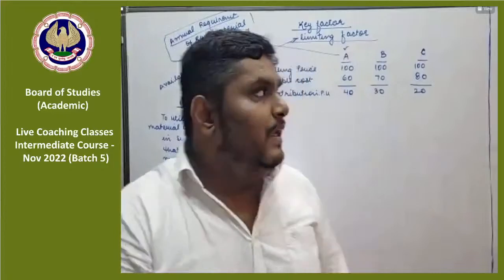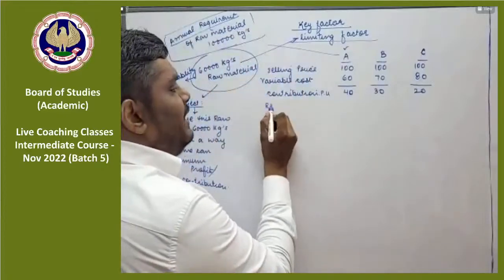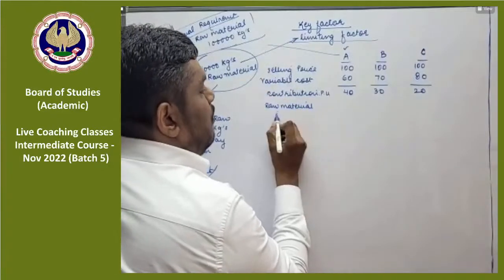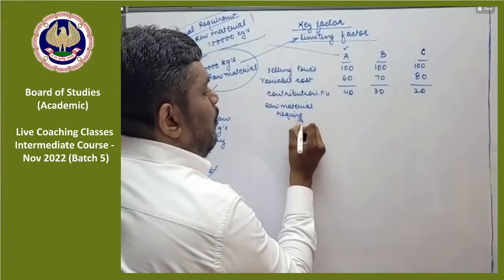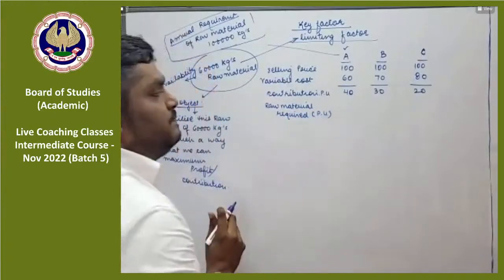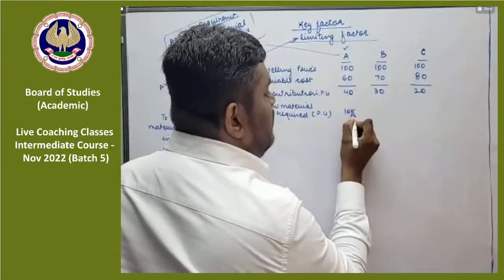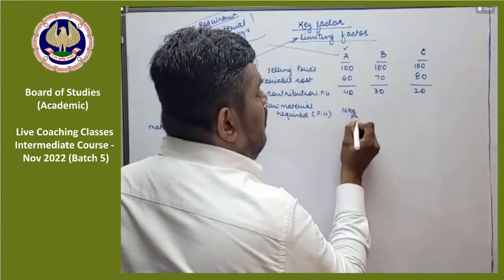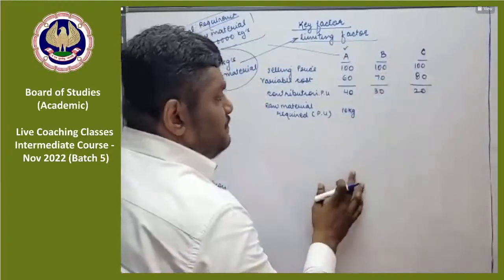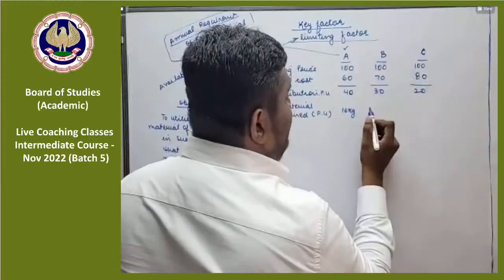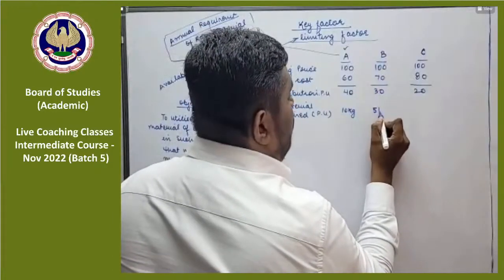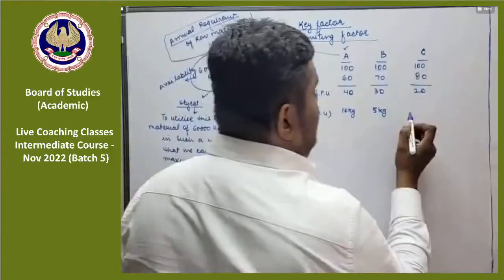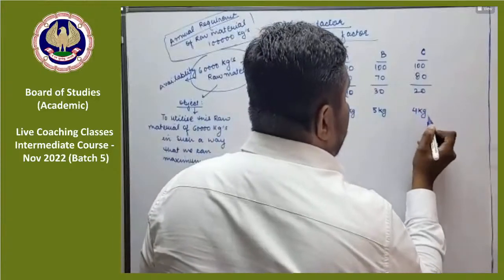Now, let's say in the question, raw material requirement is given. Raw material required per unit is given. Let's say 10 kgs is required to manufacture 1 unit of product A. For manufacturing 1 unit of product B, 5 kg is required, and for manufacturing 1 unit of product C, let's say 4 kgs are required.